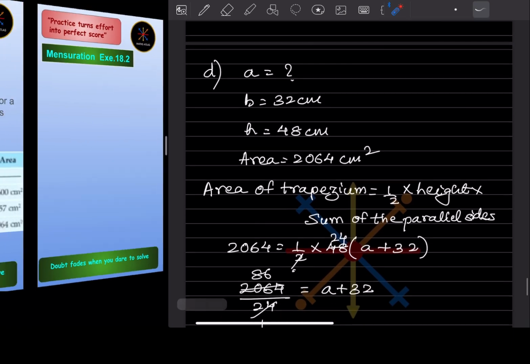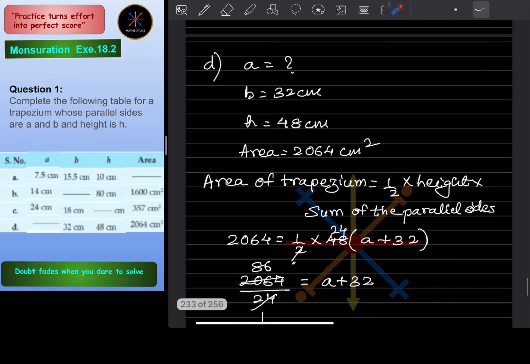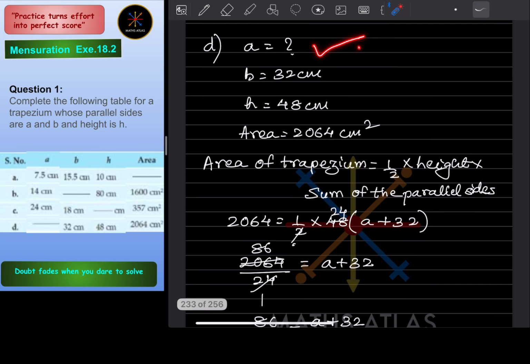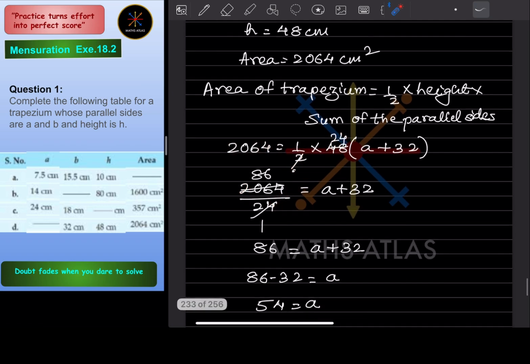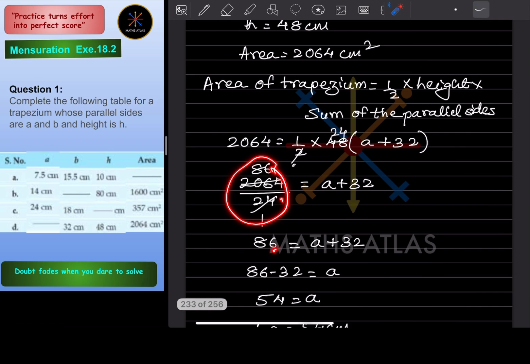So now let us see the D part of it. A is not given, B is given as 32, H is given as 48, and area is given as 2064. So again we'll use the same formula. Here 2064, half, height is given, that is 48, and A is not given, but B is given here. So this is going to be 24. This will go in the denominator. Again, this will be on the right hand side. After simplifying this, we get 86.